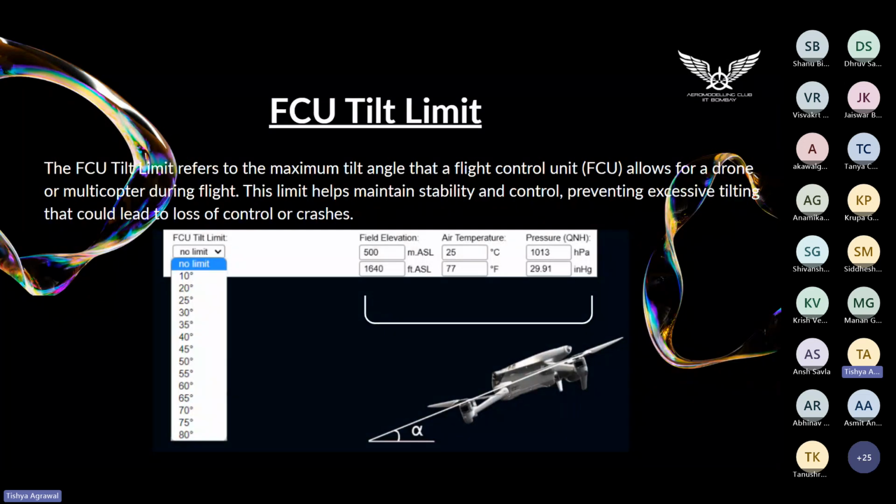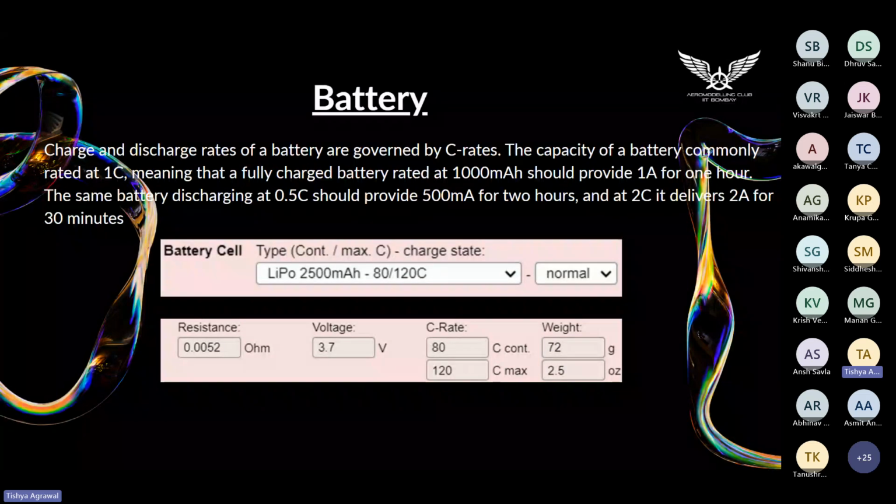Next comes the battery. For the battery, one of the most important parameters is the C rate, as discussed earlier in the drone sizing. For example, if there's a battery rated at 1000 milliampere hour and it is at 1C, then it would be providing 1 ampere for 1 hour. The same battery discharging at 0.5C should provide 500 milliamperes for 2 hours, and so on.